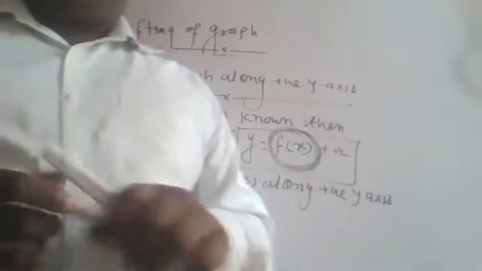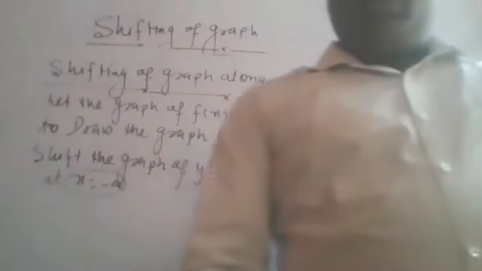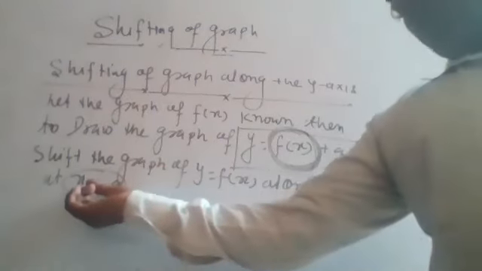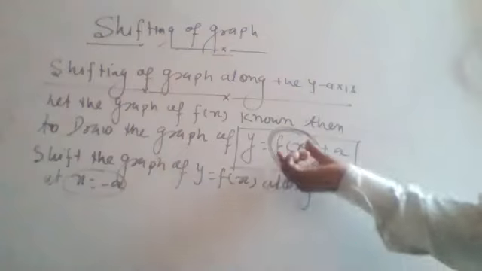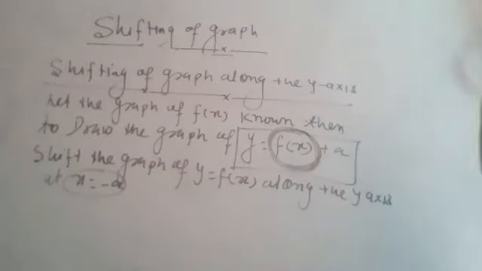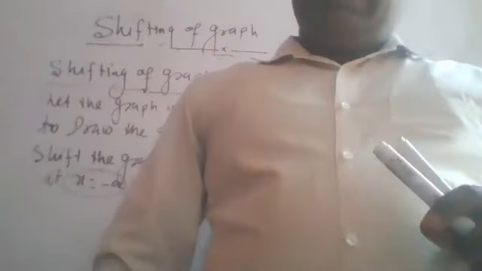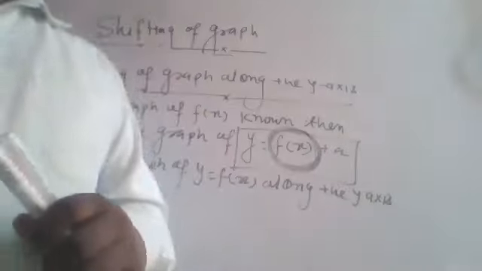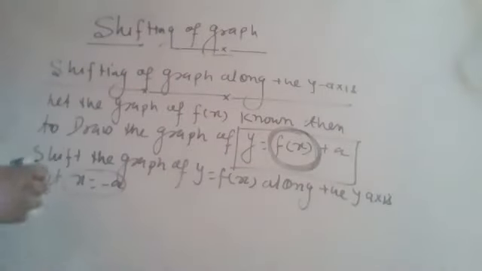Now you will get the answer. The graph is going to be shifted when the constant is added into the function. So in the situation when the constant is added into the function, we have to shift the graph along the positive y-axis. Positive y-axis means above the x-axis. Just write down, students.